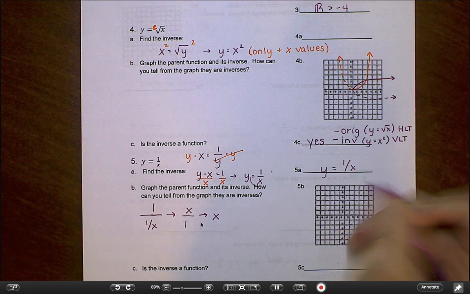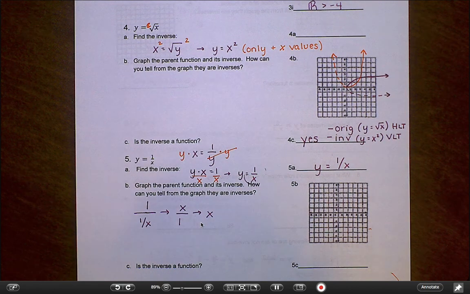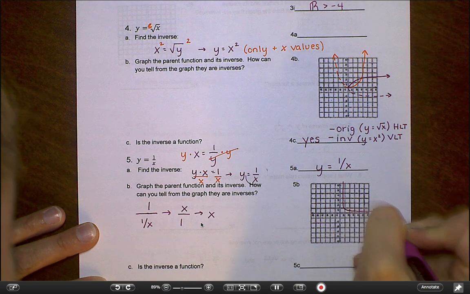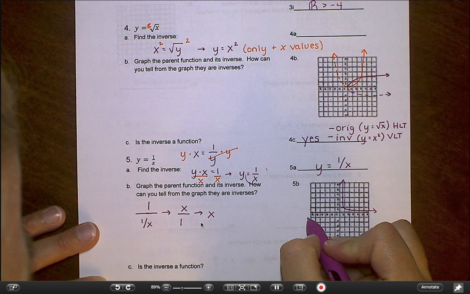Let's look at that on a graph and see if we can understand why that's happening. So 1 over x, that's your hyperbola, right? Looks like this and like this.